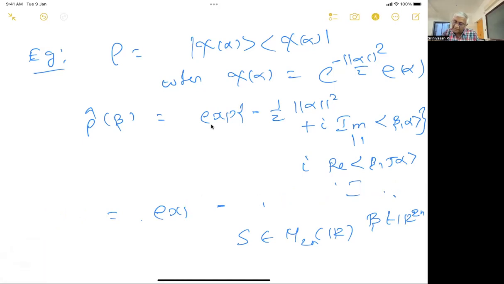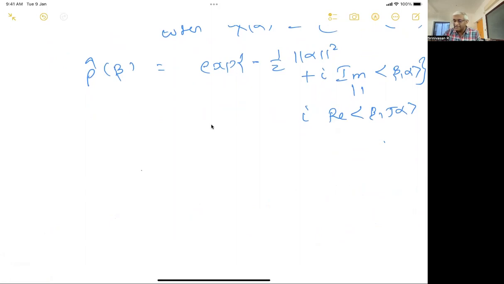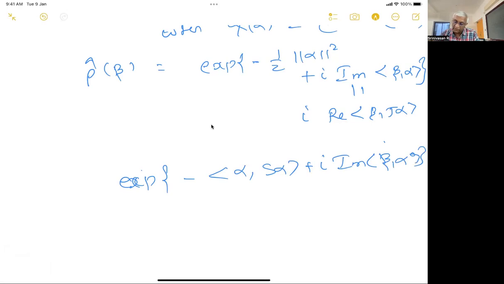For example, if you have any Gaussian state, this is what I mean by a quantum Gaussian with covariance matrix S and mean beta or whatever, if it is of this form: exponential of minus alpha S alpha plus i times the imaginary part of beta alpha. This is with covariance matrix S, and the mean will be j beta, up to a j. It doesn't matter. J is unitary, so you will get all vectors.